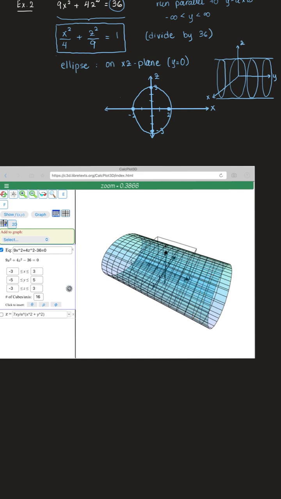So just to summarize, cylinders always run parallel to the axis of the missing variable. The equation of a cylinder in space always has only 2 variables, and the cylinder runs parallel to the axis of that missing variable. I know I've repeated myself, but I want to make those points clear. The trace never changes along that axis.